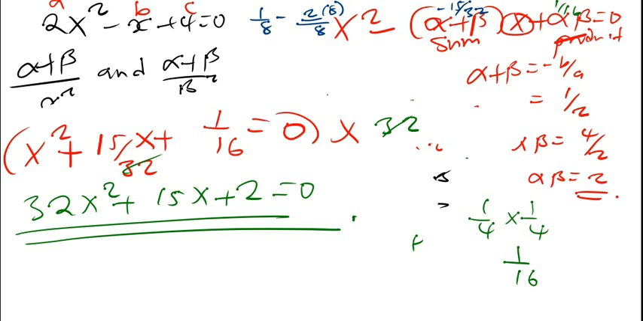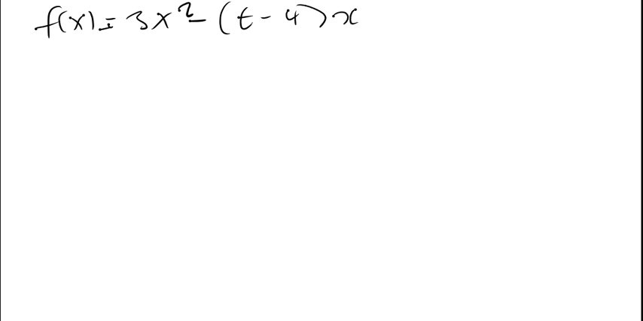There was this question. It said f of x is equal to 3x to the power 2 minus, open bracket, t minus 4, cross x, minus, open bracket, 2t plus 1, cross 2t minus 1, then close bracket. Is this t or p?